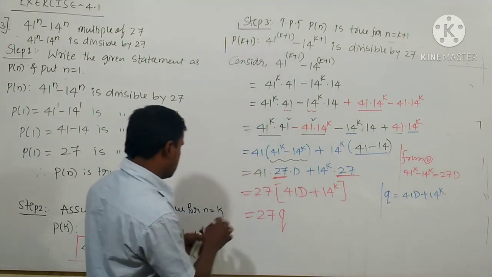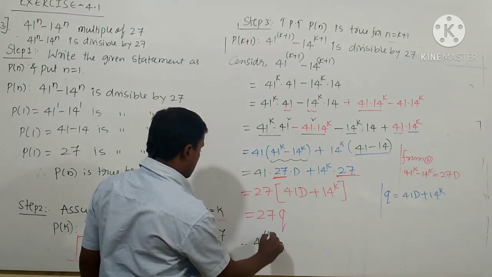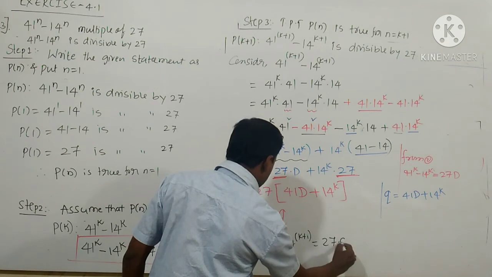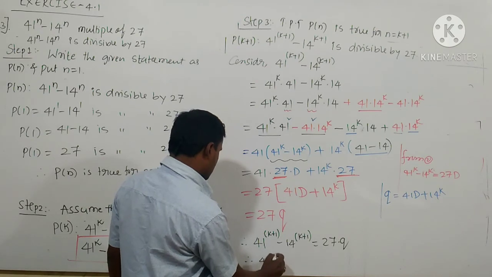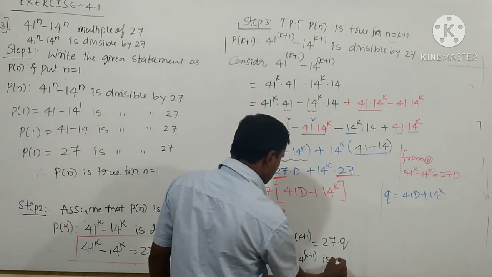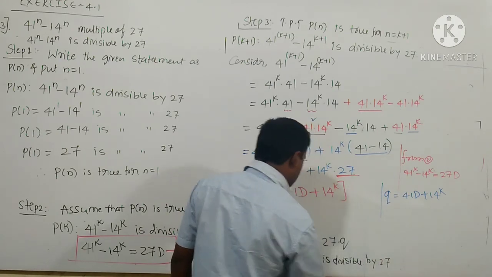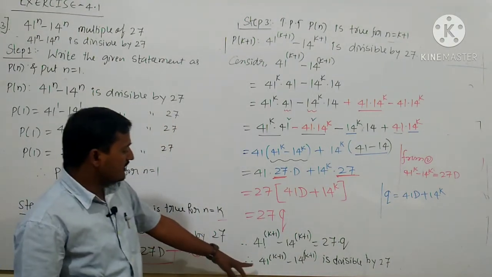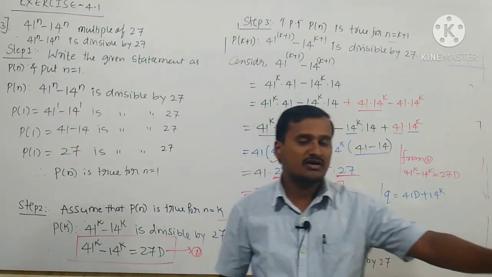Okay, so therefore what is LHS? So in LHS here we have this one. Therefore 41 to the power k plus 1 minus 14 raised to k plus 1 is equal to 27 into q. 27 into q means, so clearly therefore 41 raised to k plus 1 minus 14 raised to k plus 1 is divisible by 27. If this term is divisible by 27, it means that 41 raised to k plus 1 minus 14 raised to k plus 1 is a multiple of 27.